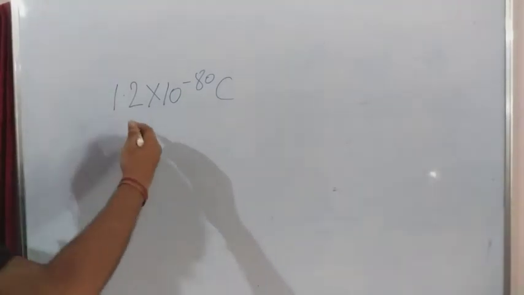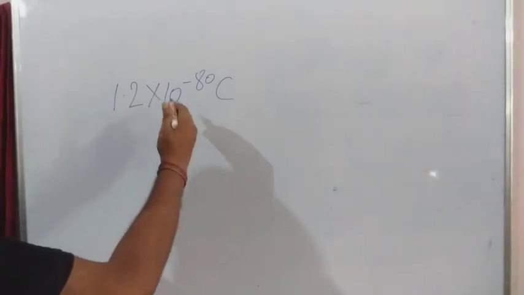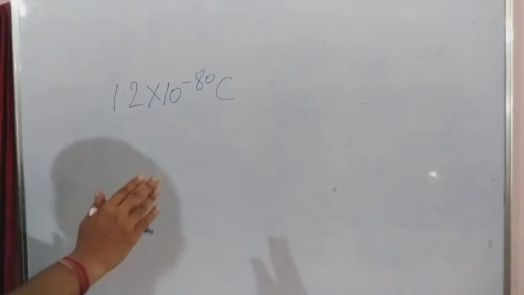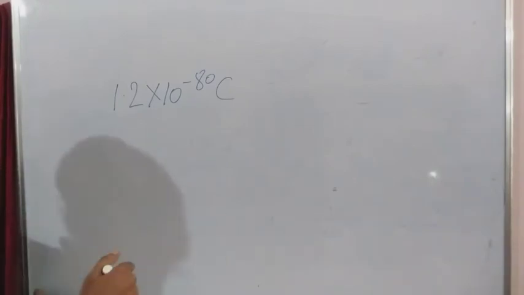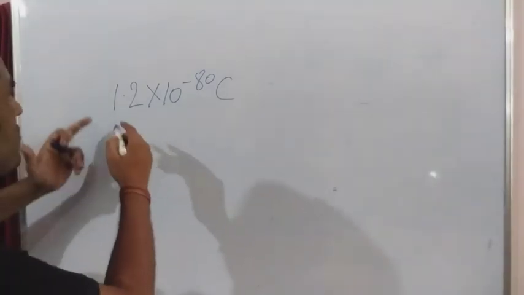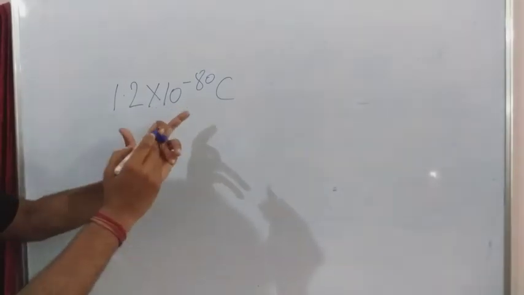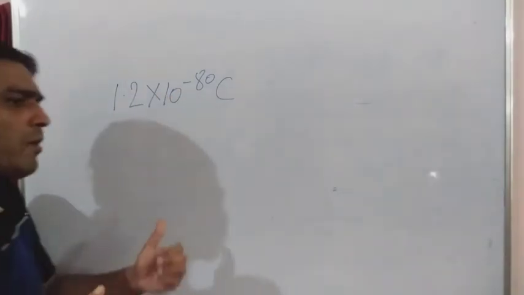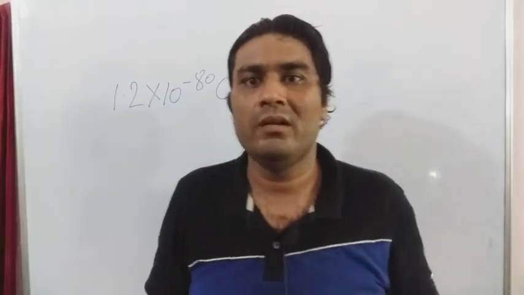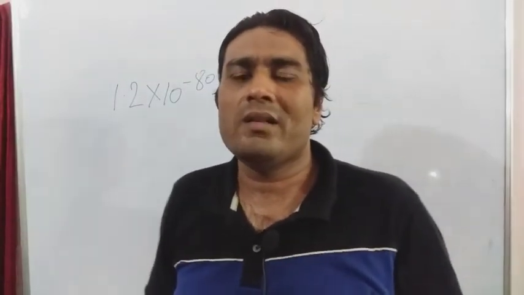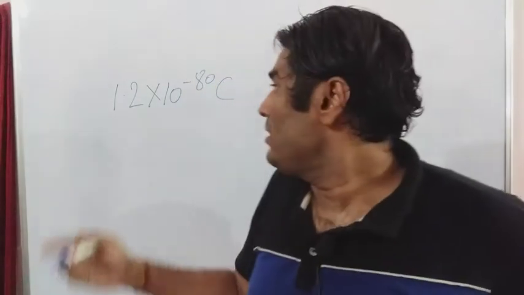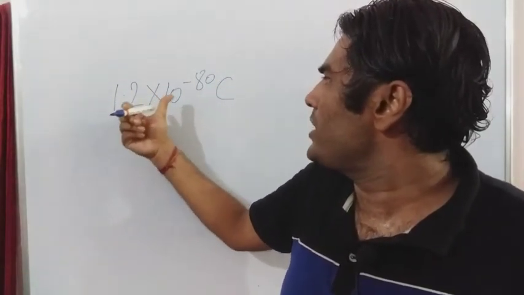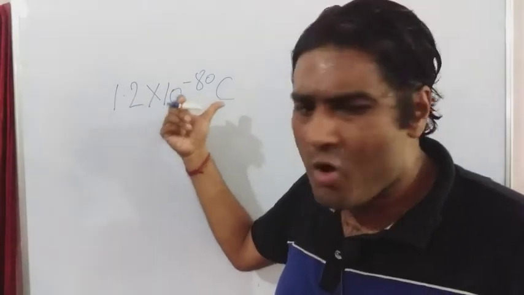Is a charge of 1.2 into 10 to the power minus 80 coulomb possible? This could be a good question. Whether it's negative or positive, it doesn't matter. The question here is, is a charge of 1.2 into 10 to the power minus 80 coulomb possible?